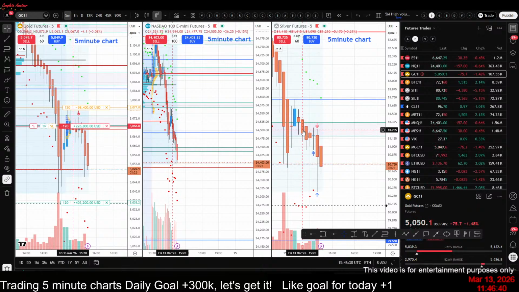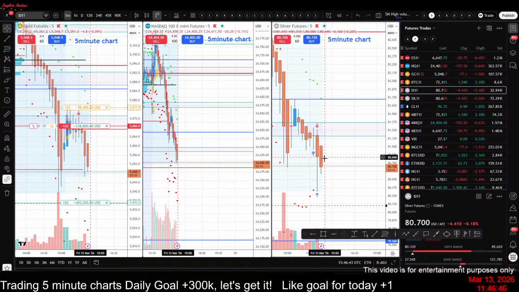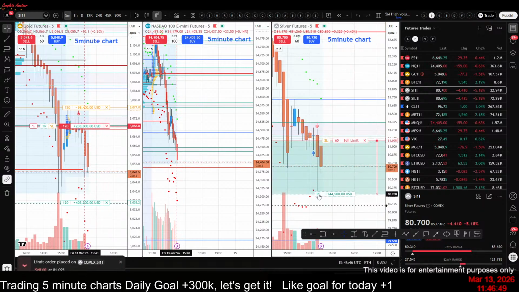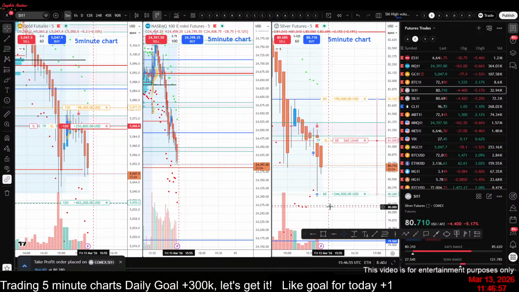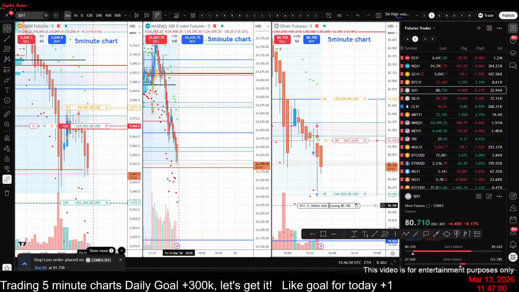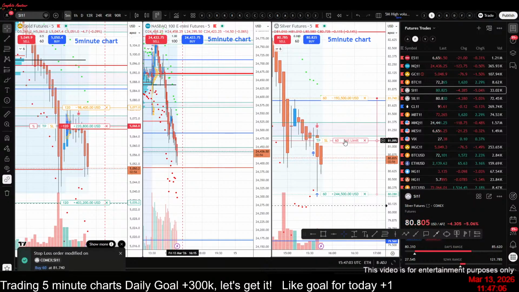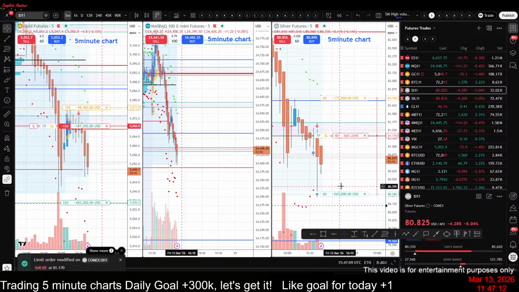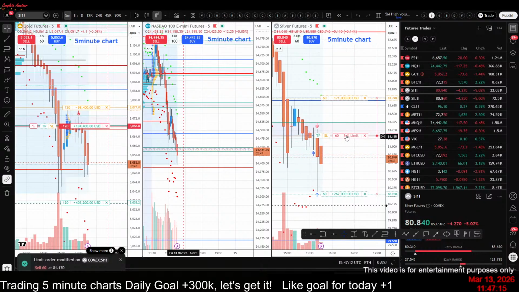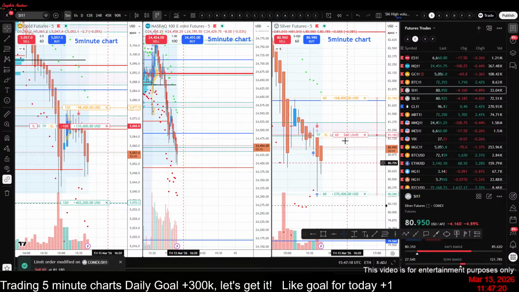So the short was off this candle, which would have been around about here. The target would have stopped me. Oh no. Let's see. If we do that.